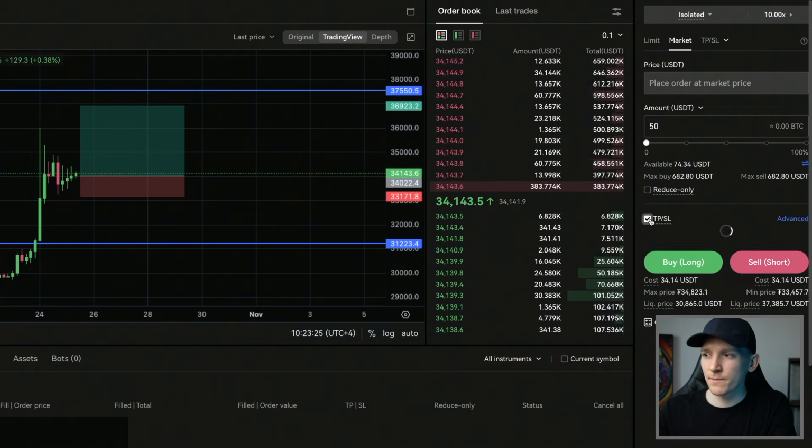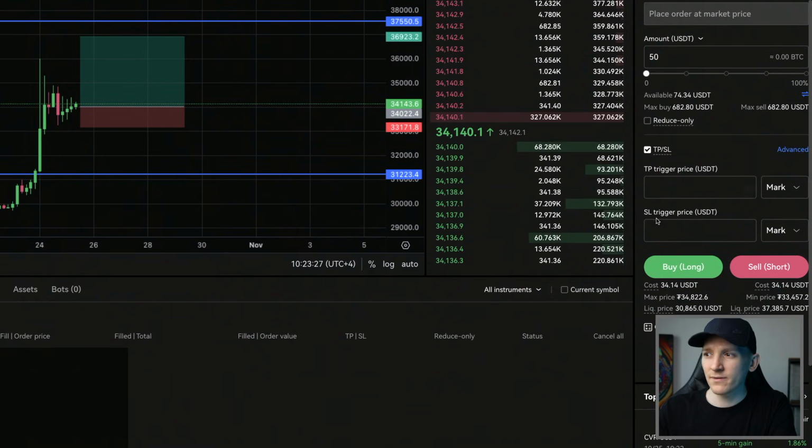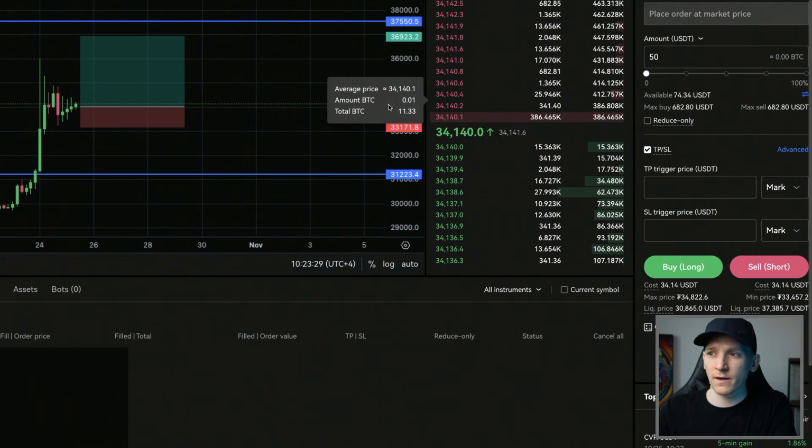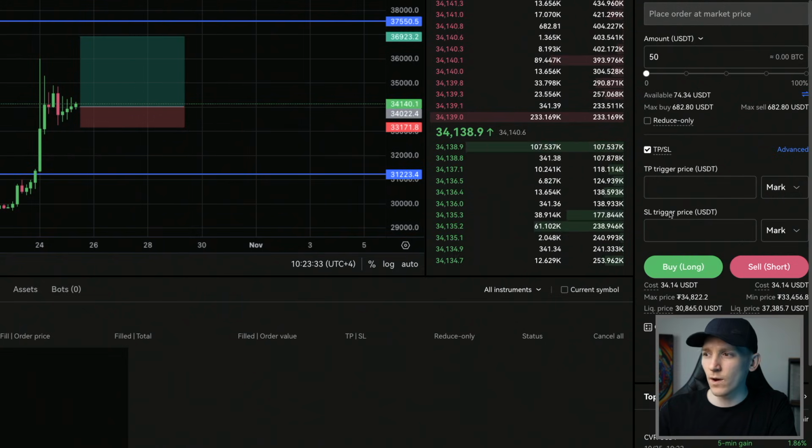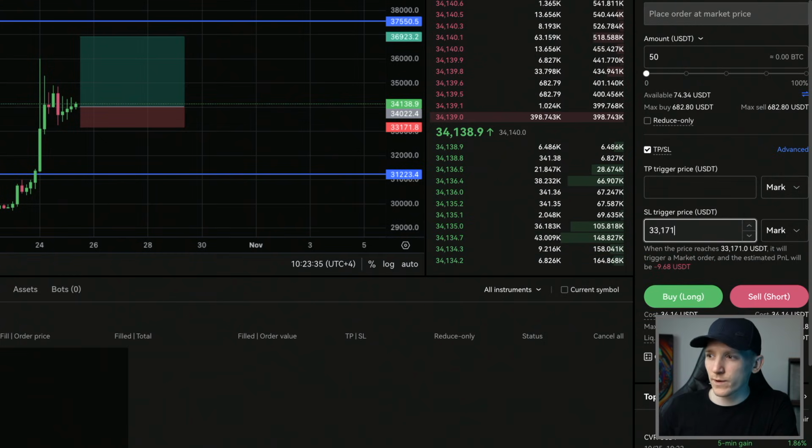Now we can press take profit stop loss. And these are our target levels, right? So let's say we had our stop loss here at 33,171. So we can put that in.